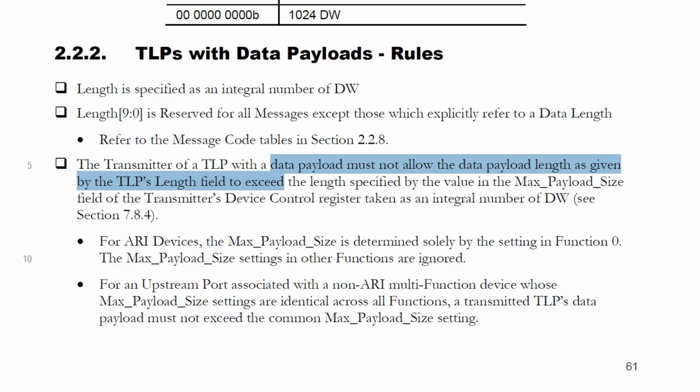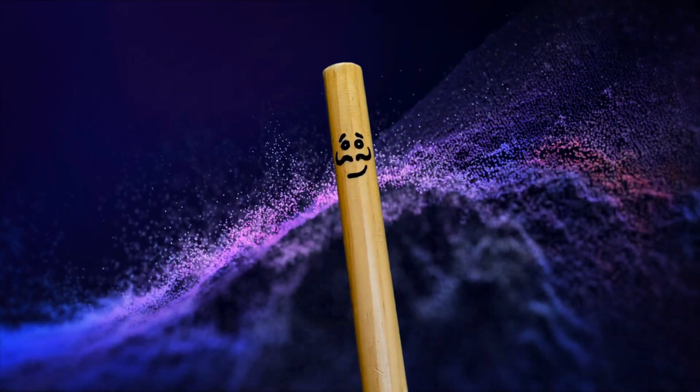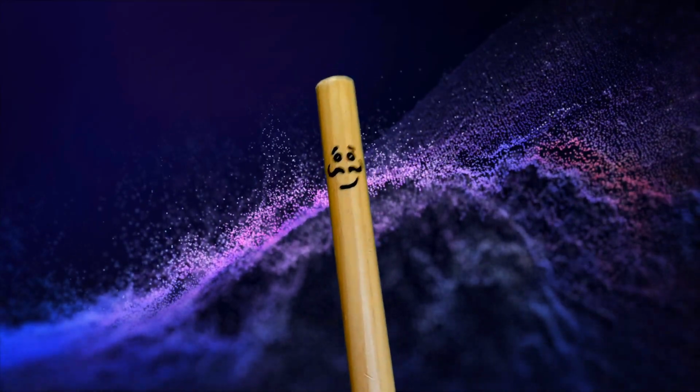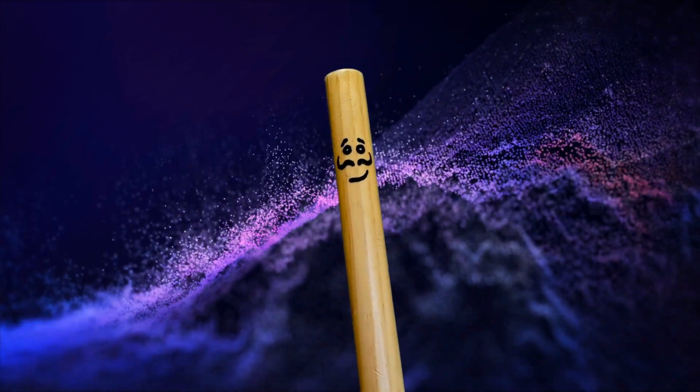MPS is the maximum payload size that a PCI Express transfer can have, and the maximum MPS for PCI Express is 4 kilobytes. So anything you transfer will get split into at most 4 kilobytes. There is no getting around that.